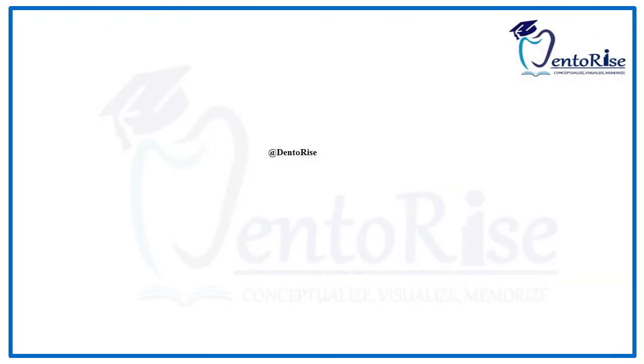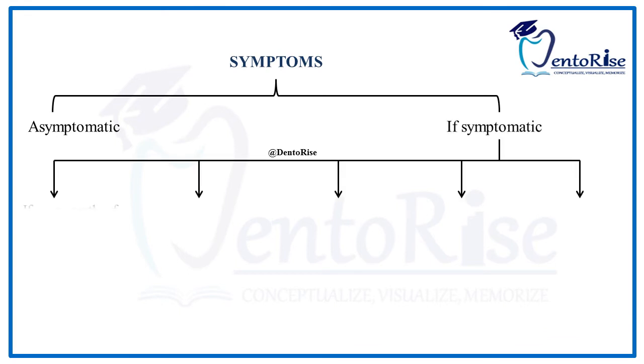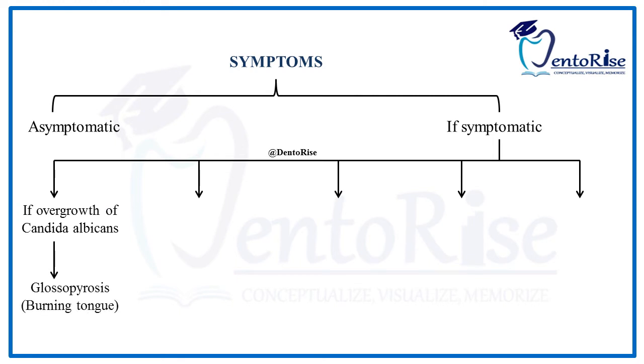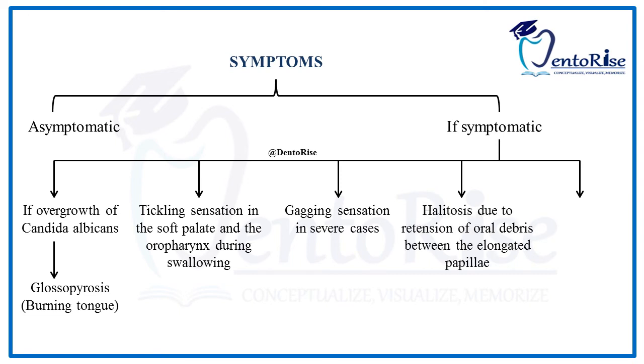If we talk about the symptoms of hairy tongue, then it can be asymptomatic or it can be symptomatic as well. If symptomatic, it can lead to burning tongue called glossopyrosis if it is associated with the overgrowth of Candida albicans. It is also associated with a tickling sensation in the soft palate and the oropharynx during swallowing. It can also lead to a gagging sensation in severe cases. It can lead to halitosis, that is foul smell from the mouth due to retention of oral debris between the elongated papilla. It can also lead to altered taste sensation, but it is a rare complication.